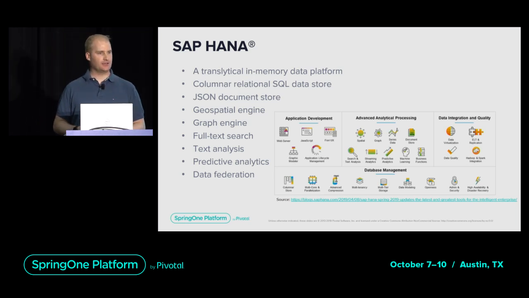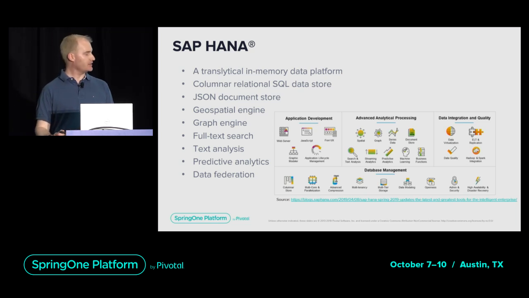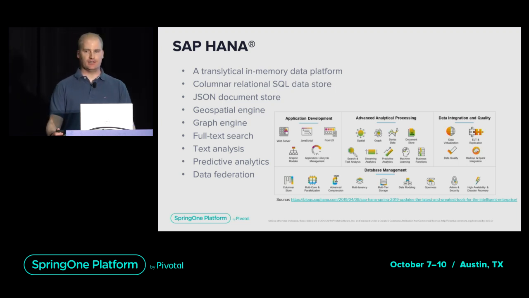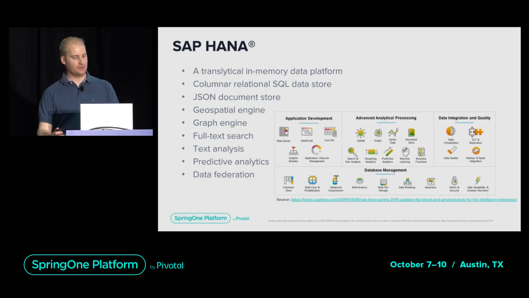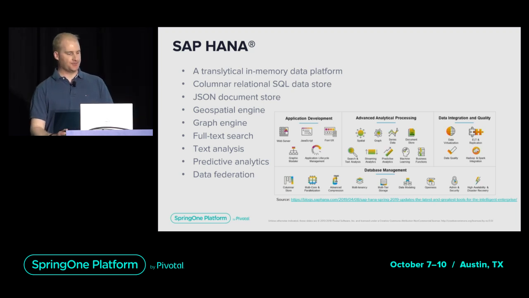It's not only a SQL data store. There's much more to HANA. It also comes, for example, with a JSON document store, so you can run NoSQL workloads. It has a geospatial engine, so you can process geospatial data. It has a graph engine, so you can run graph algorithms natively in the database. It has full text search and text analysis capabilities. That's something you would usually need, for example, a separate Elasticsearch instance for, but you can do that also right in the database.